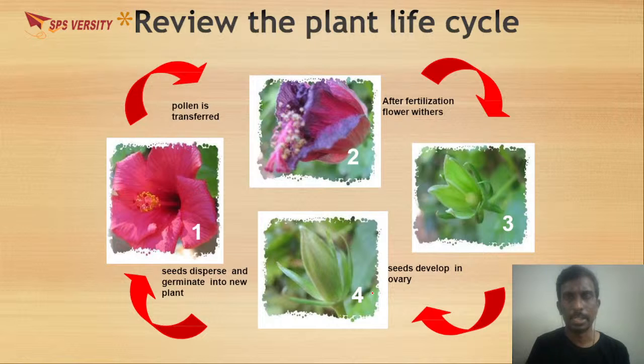So here you can see the plant life cycle. The seeds germinate and form a plant. After that, the pollen is transferred. Pollen has reached. Pollination, fertilization, and development take place. Seeds are formed inside the ovary. The ovary develops into fruit.